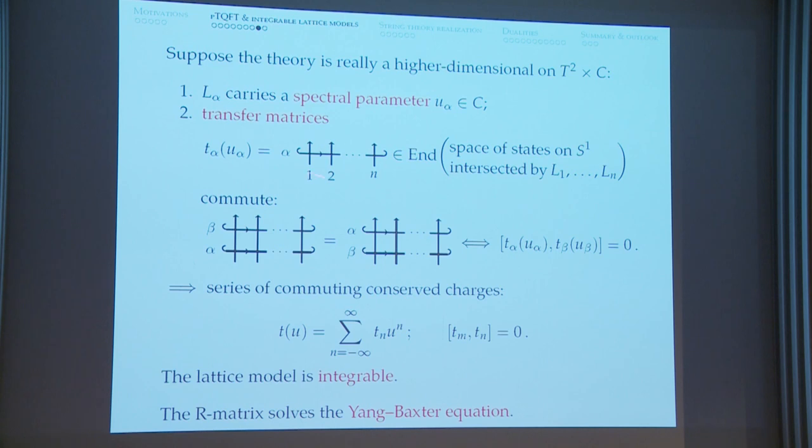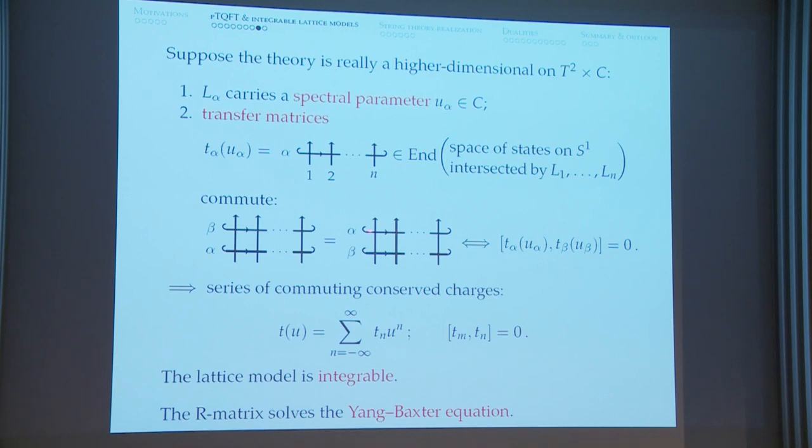If you define transfer matrices by this picture, and then take two such transfer matrices, they commute. They have to commute if the theory really is of higher dimension. The reason is that we have a two-dimensional topological invariance on the torus, which is this screen, say. By using that topological invariance, I can move each horizontal line operator up and down. I take the bottom horizontal line, move it up and try to pass it over to the top and try to get this picture.